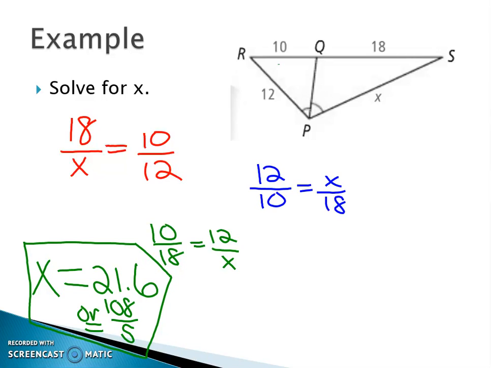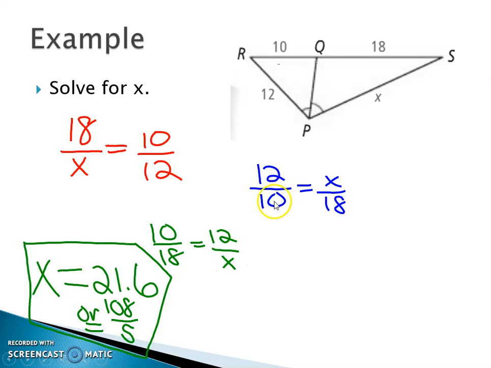So let's take a look at an example here. Solve for x. We're going to use proportion again. 18 over x, 10 over 12. So 18 over x, this is the side of this triangle, and 10 over 12. You can set up that way, or you can do 12 over 10, x over 18, it doesn't matter. Or you can do 10 over 18, 12 over x.